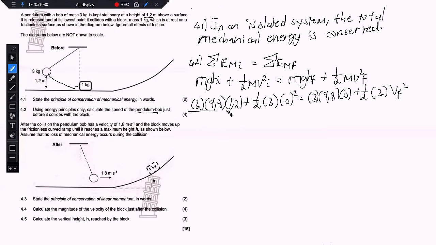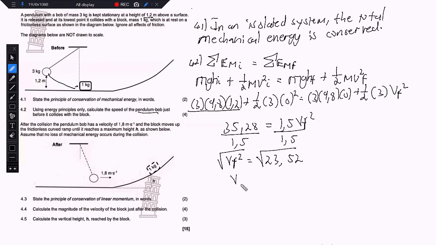So if we punch this part here, that's a 35.28 is equals to this as well will be 0. So what is half of 3? It's 1.5. And then we have Vf squared. Divide both sides by 1.5. We have Vf squared is equals to 23.52, which we can then square root both sides to get our final velocity, which is 4.85 meters per second, right? So it's the speed, so no need for direction. Okay, so that's it for our 4.2, 4 marks.